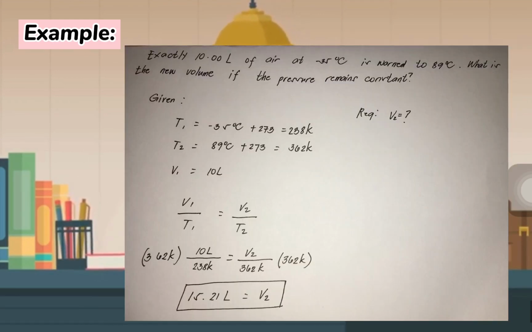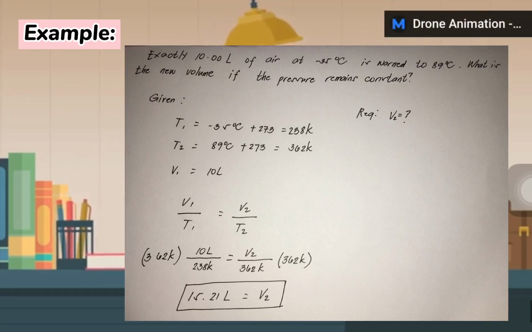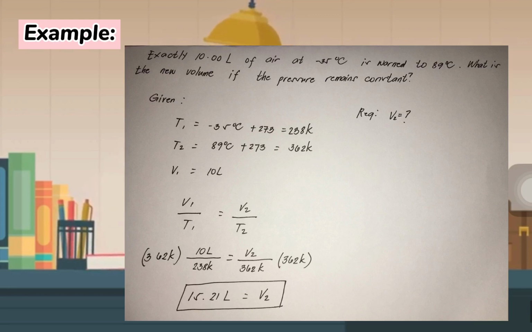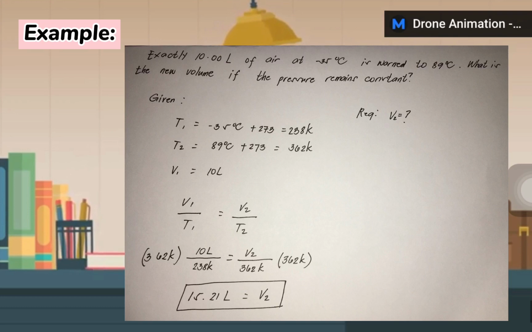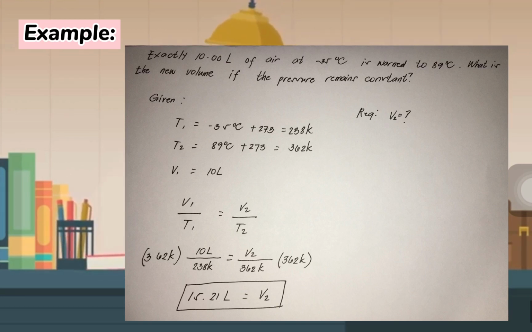Number 3 example, exactly 10 liters of air at 35 degrees Celsius is warmed to 89 degrees Celsius. What is the new volume if the pressure remains constant? So our given is temperature 1, we have 35 degrees Celsius. To convert it to Kelvin, we will add 273 and it will become 238 Kelvin. Then temperature 2 is 89 degrees Celsius. Add 273 to convert it to Kelvin, so it will become 362 Kelvin. Then our volume 1 will be 10 liters.